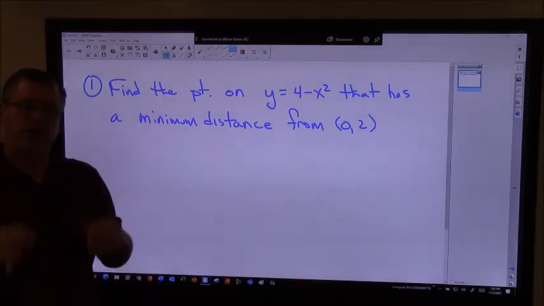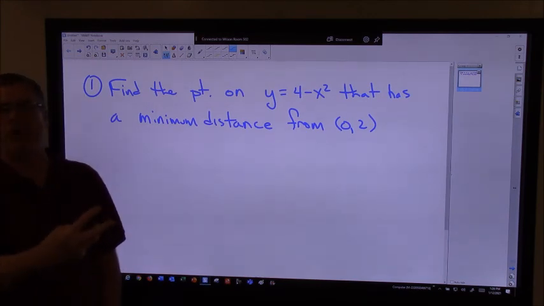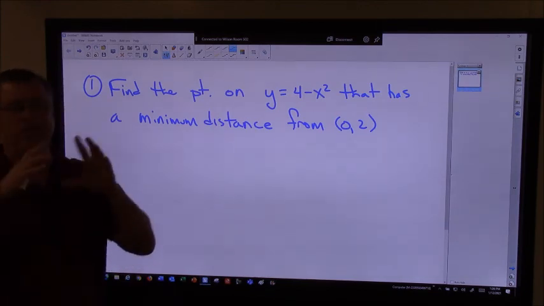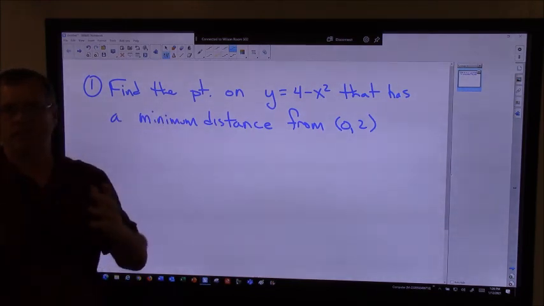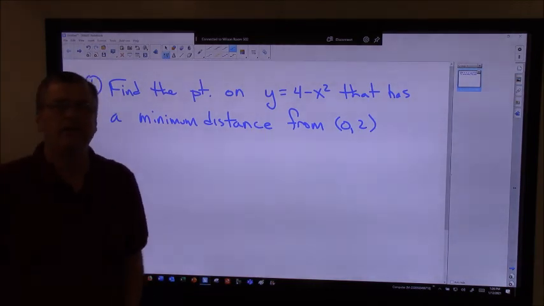So we're still working on this idea of optimization, where we try to minimize or maximize something. And again, like I told you guys, these problems are never the same. They're always a little bit different. And so we just need to look at as many different types of problems as we can and try to figure this stuff out.